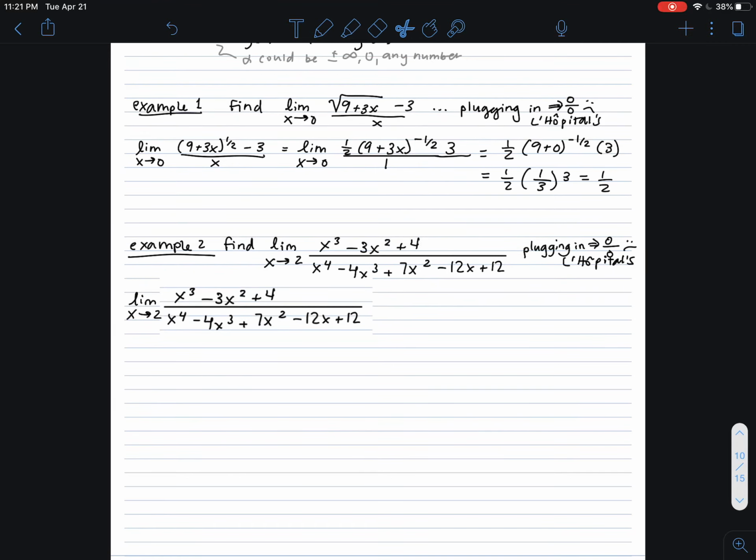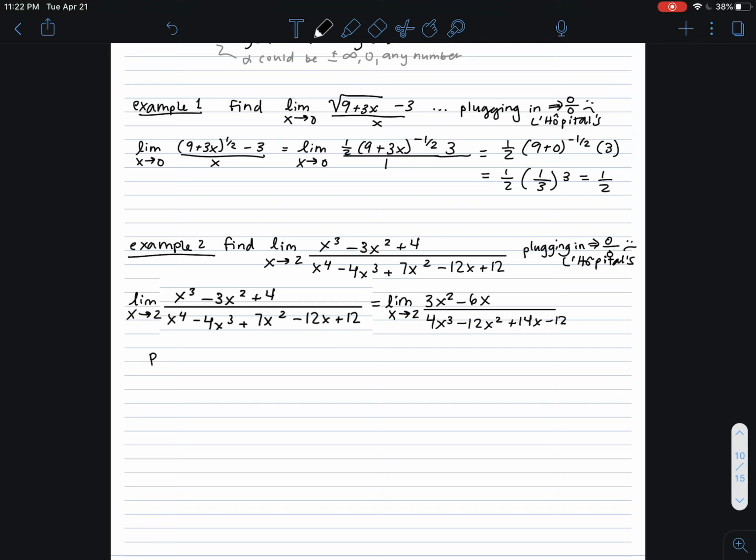Okay, the limit of this guy is equal to the limit of the derivative of the top over the derivative of the bottom, so we have the limit as x approaches 2. Remember, guys, to write the limit symbol every time until you actually plug in your numbers. I guess it doesn't matter so much now that you're not taking written exams, but it is good practice. So the derivative of the top is 3x squared minus 6x, and then the 4 goes away. And the derivative of the bottom is 4x cubed minus 12x squared plus 14x minus 12.